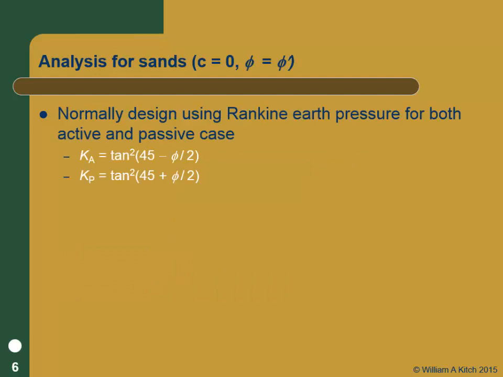So we're going to start with our analysis for sands over sands. If we're designing a wall in a cohesionless material, then c is equal to 0, phi is equal to phi prime. In spite of the fact that we said earlier that Coulomb's probably a slightly more accurate method, we generally use Rankine for these. There's not that much difference. These are very often installed in places where the ground surface is horizontal, so there wouldn't be a lot of back wall friction anyway.